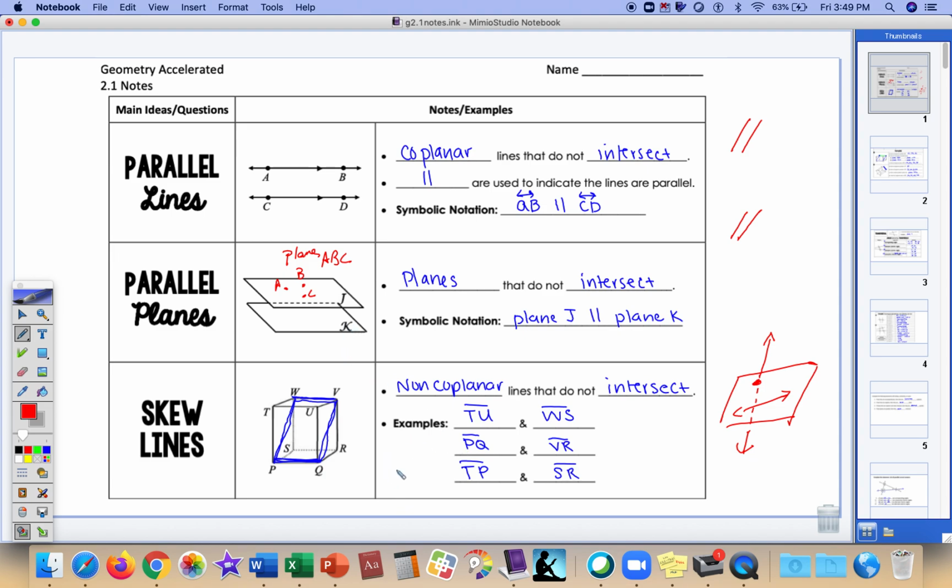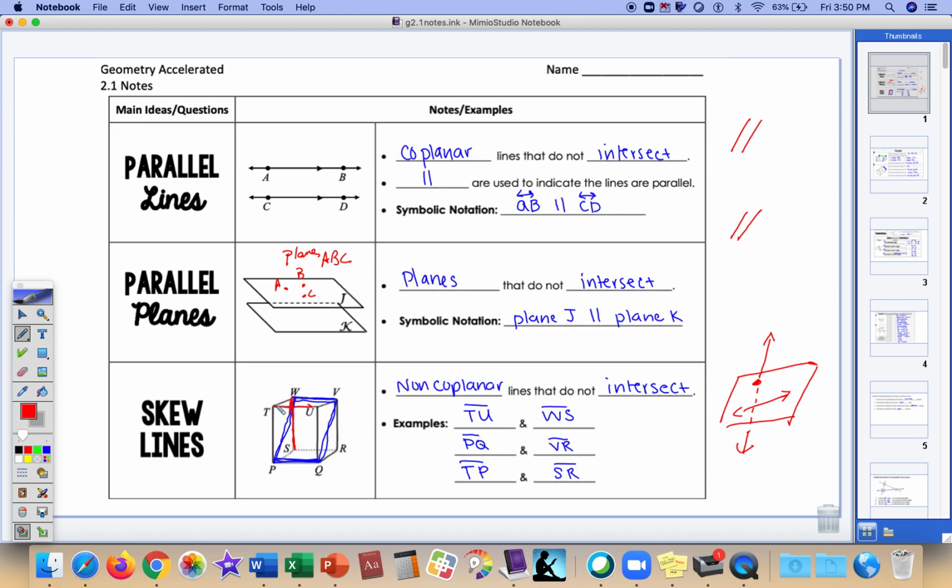And then we talked already about skew lines, and skew lines are non-coplanar lines that do not intersect. So if we look at this picture, this box, if you will, we can say that line segment TU, one of the lines on the top of the box, and WS are skew. So if we look at TU, and we look at WS right here, now it looks like it intersects, but it doesn't.